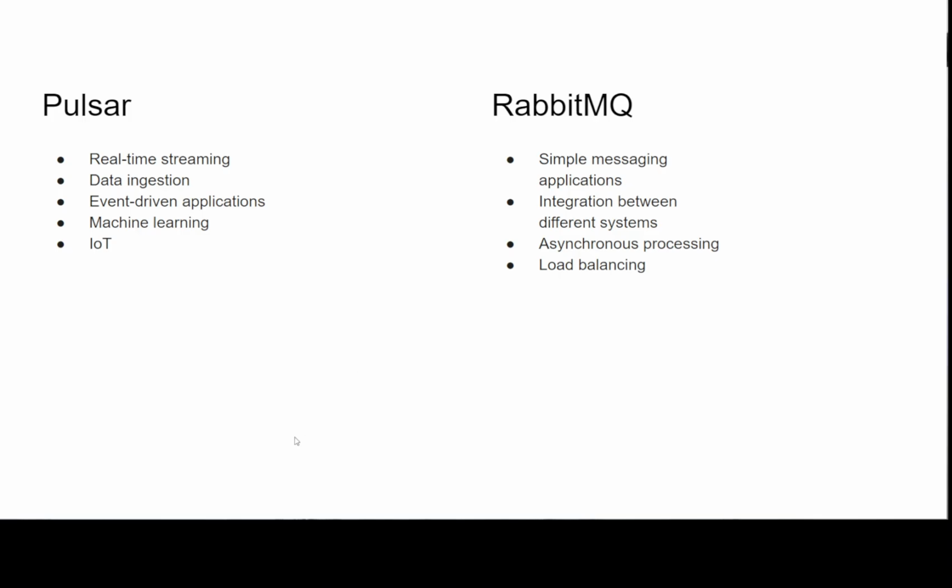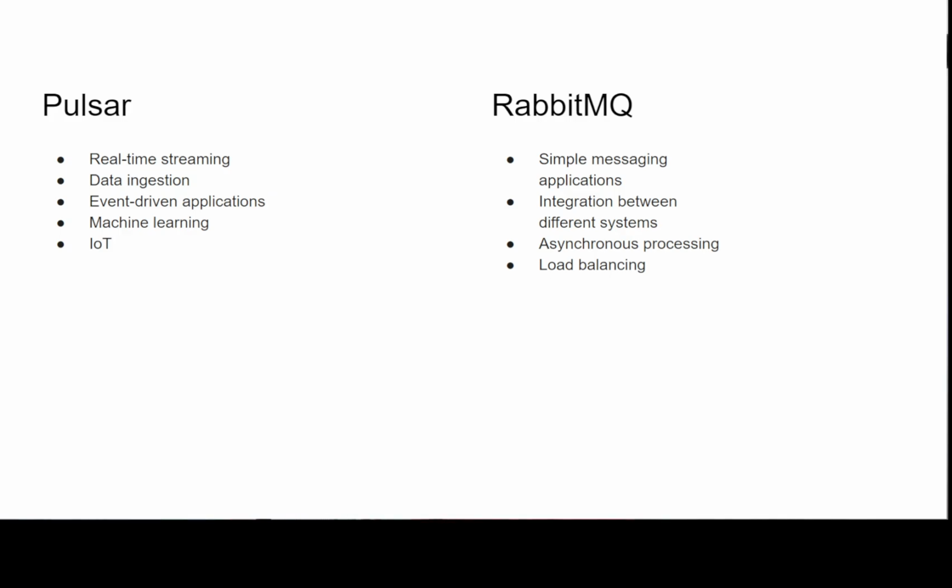Now, some of the use cases for Pulsar and RabbitMQ are this, basically. The ideal use case for Pulsar is that it's a good choice for applications that require high throughput, low latency, and scalability. It's also a good choice for applications that need to support geo-replication. Some of the ideal uses are real-time streaming, data ingestion, event-driven applications, machine learning, and IoT. When we're saying event-driven applications, think of the old CEPs like Esper. Those were great back then, but then Kafka came about, as well as Pulsar. This is becoming more and more mainstream more than anything else.